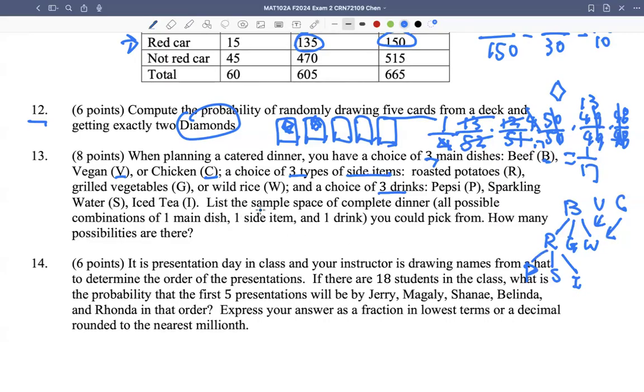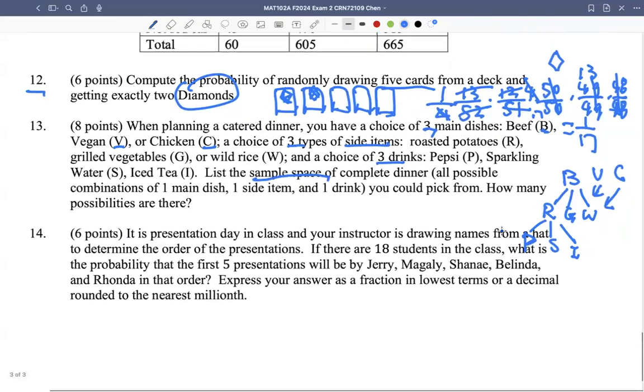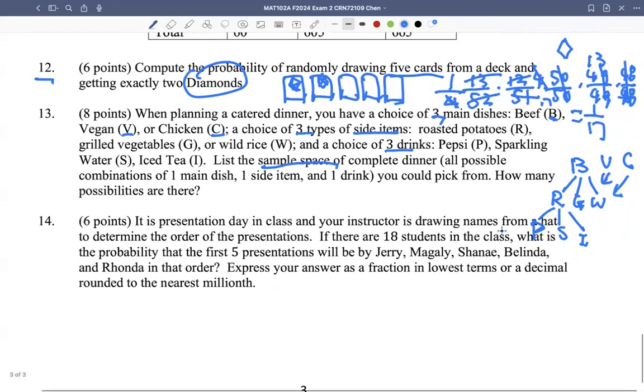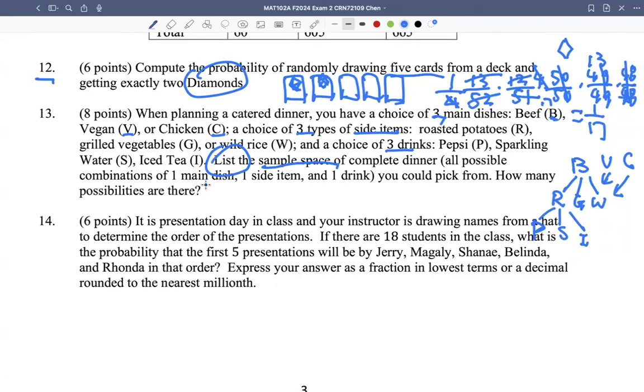So this question is asking us to list the sample space of all complete dinners. You can just use these letters. So I need a bigger space. So we have to make a list. Many of us forgot to make a list. To choose 1 dish, 1 side, and 1 drink. Then it's asking how many possibilities there are. So that's the cardinality of the sample space.